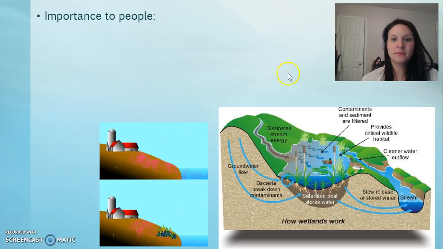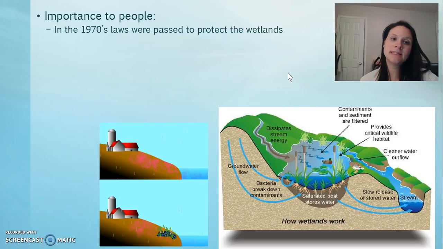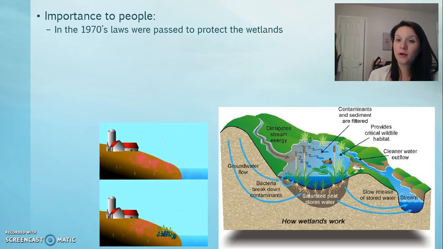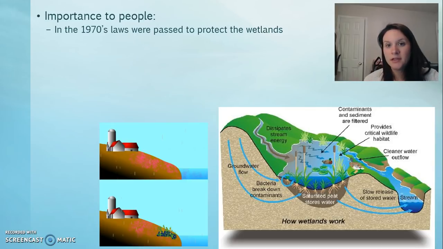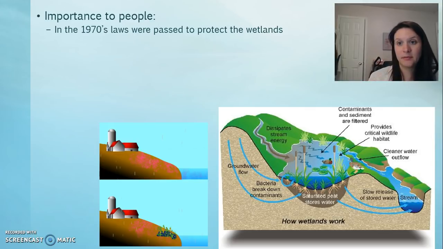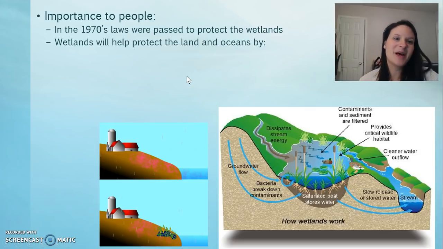But let's talk about why it's important to people. So in the 1970s, laws were passed that helped protect the wetlands because beforehand, people were bulldozing the wetlands and building up large condo construction sites for homes because usually wetlands are located in a very beautiful scenic landscape, perfect for a hotel. So they protect the wetlands now, so it's illegal to build on them most of the time.